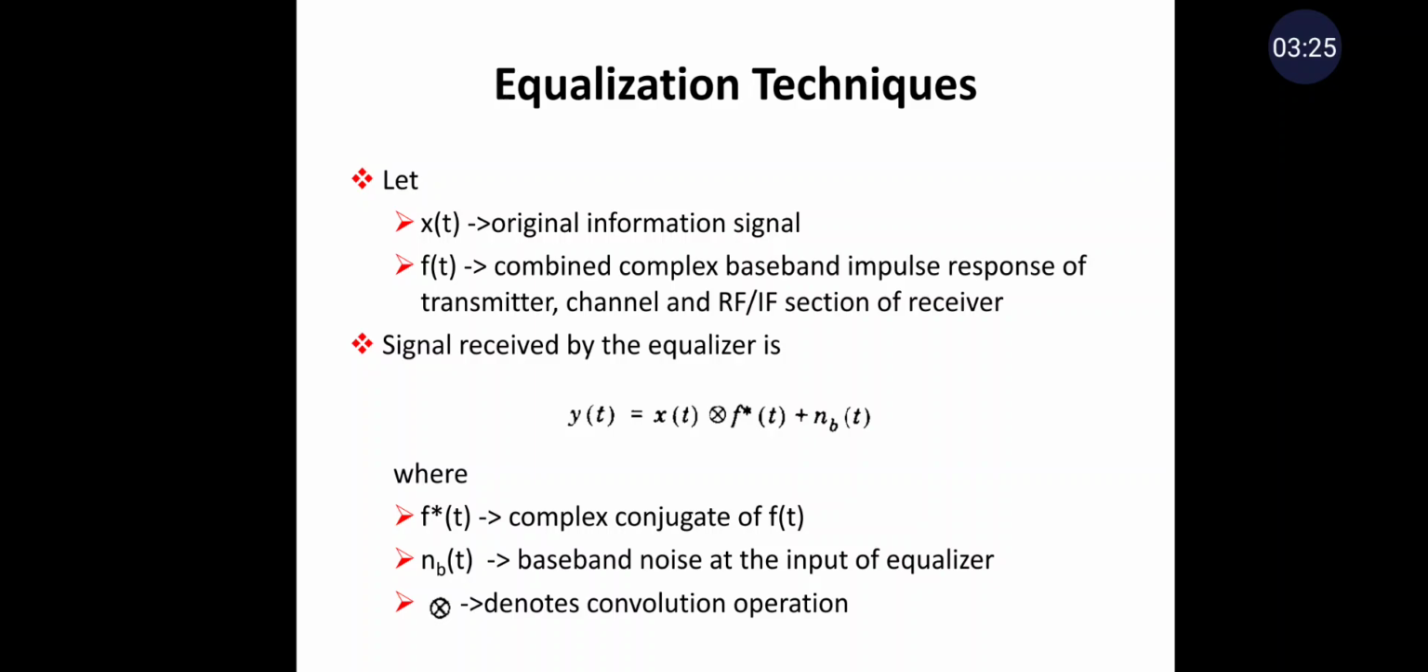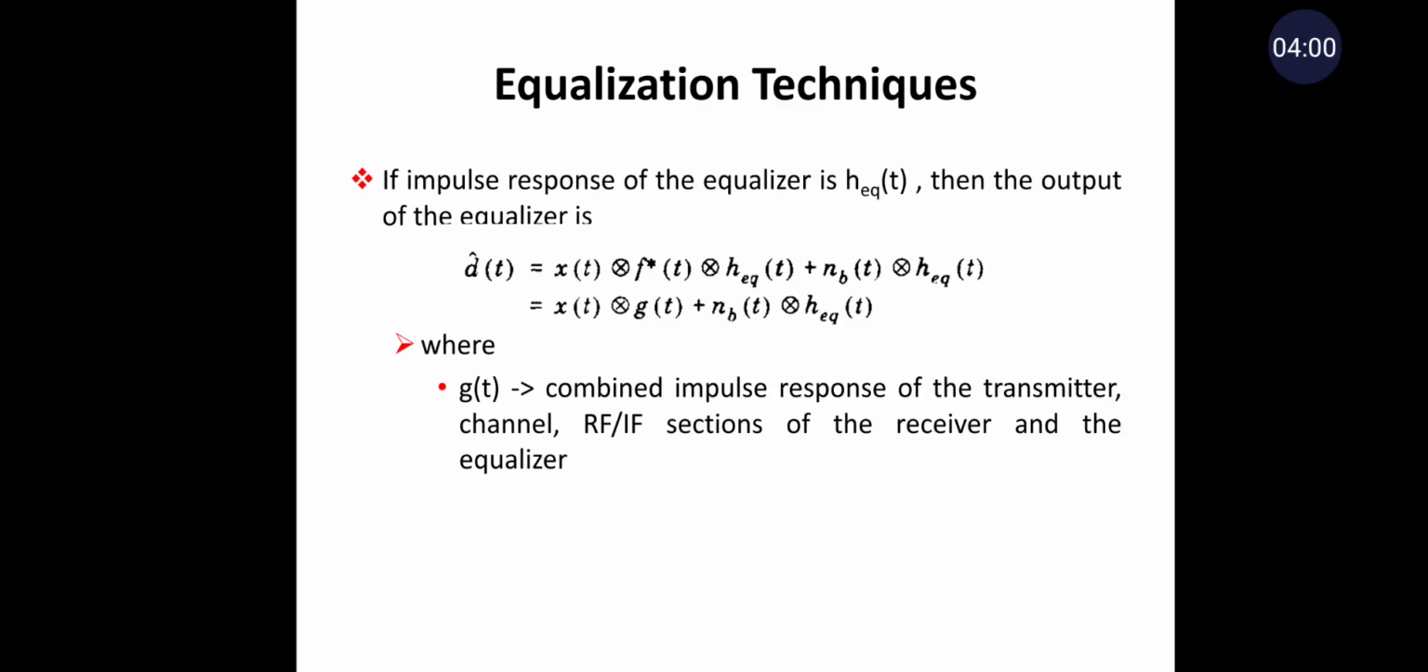Now let's assume x(t) is the original information signal. f(t) is the combined complex baseband impulse response of the transmitter, channel and RF/IF section of the receiver. So the signal received by the equalizer is represented by this equation, y(t). In this equation we have f*(t), which is the complex conjugate of f(t), and nb(t), the baseband noise at the input of the equalizer, and the operation we are using is convolution. If the impulse response of the equalizer is Heq(t), then the output of the equalizer is given by this equation.